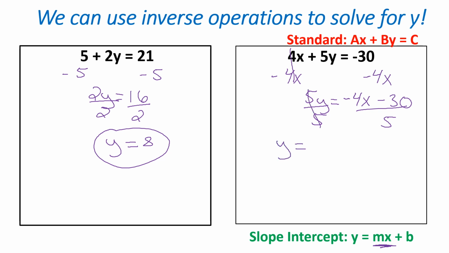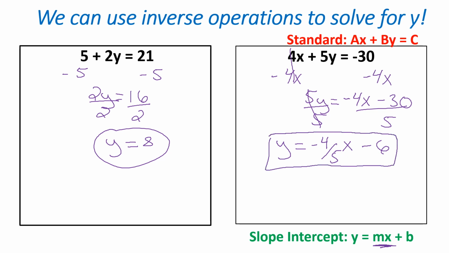Now I want to write this in slope-intercept form. I'm going to divide negative 4x by 5. I cannot reduce that fraction, so I'm just going to write it as negative 4/5 x. I'm applying this 5 to the negative 4x and the negative 30. Then I'm going to divide negative 30 by 5, and that gives me negative 6. And I have rewritten this equation in slope-intercept form.